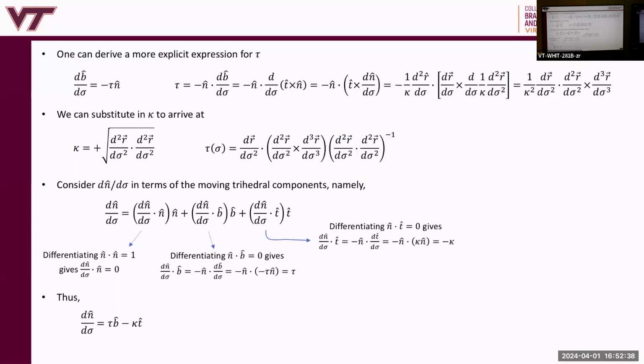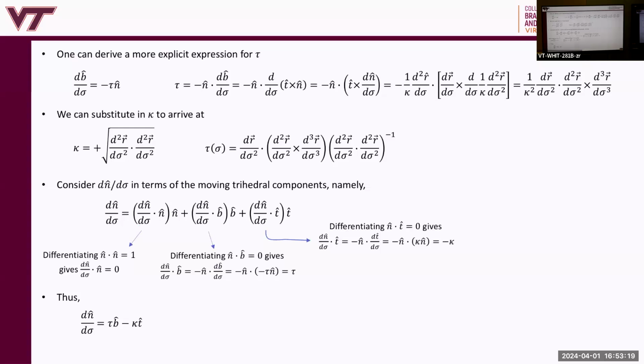Very good. So now let's consider dn d sigma. I guess we are going to consider it a little bit later than when we needed it. dn d sigma in terms of the moving trihedral components. So how do we do that? Let's calculate the n, b, t components of this vector dn d sigma. We take dn d sigma and take the dot product with n, and that's the magnitude of the n component. Take the dot product with b, and that's the magnitude of the b component. Take the dot product with t, that's the magnitude of the t component, right?